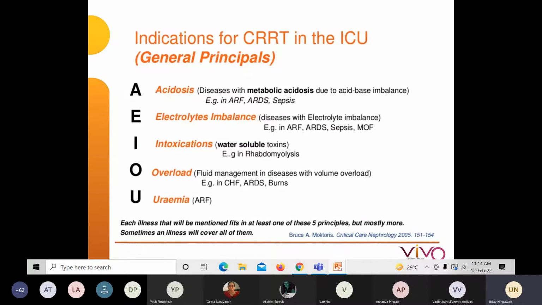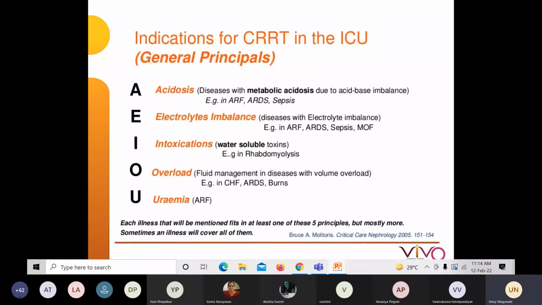Electrolyte imbalance, where it can be, this is the electrolyte imbalance. Same with ARF, ARDS, sepsis, and MOF, that is multi-organ failure. When the various organs have failed, there are chances of electrolyte imbalance.